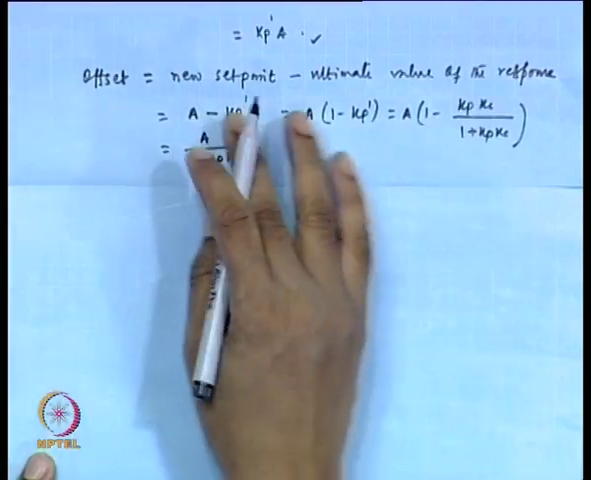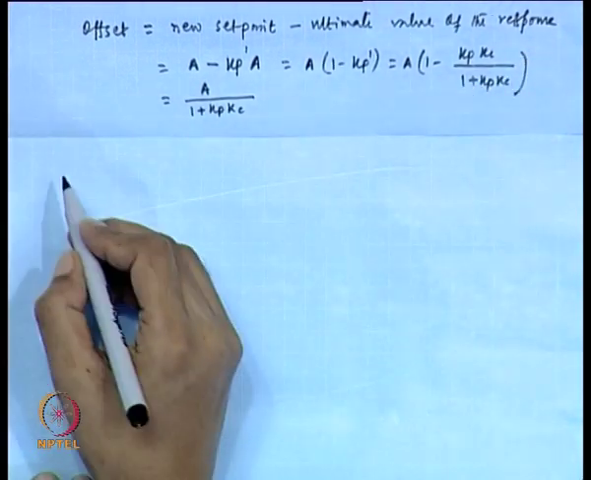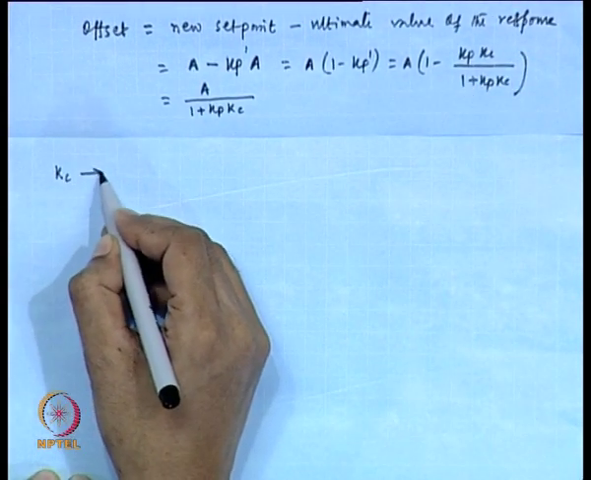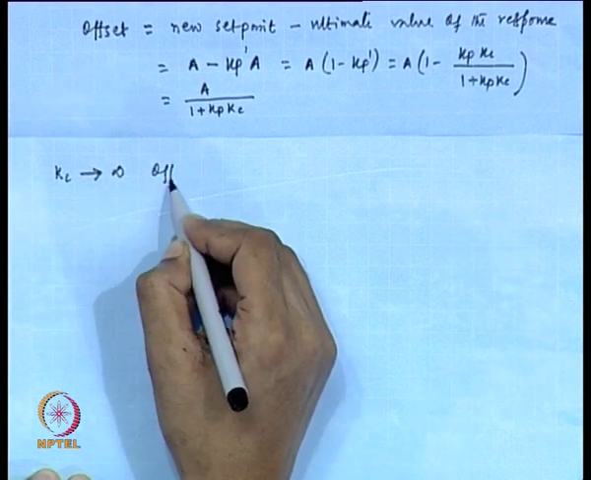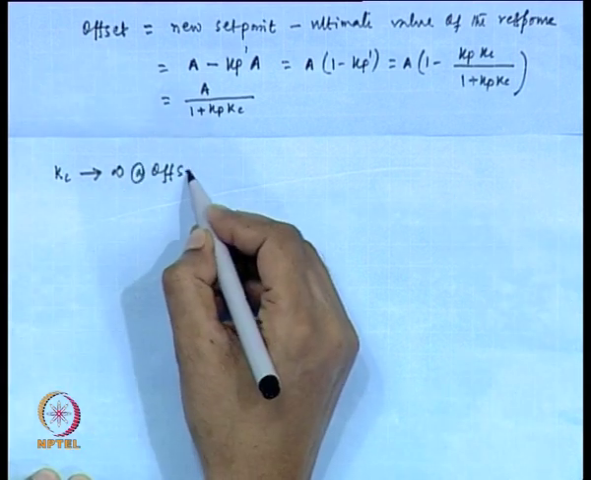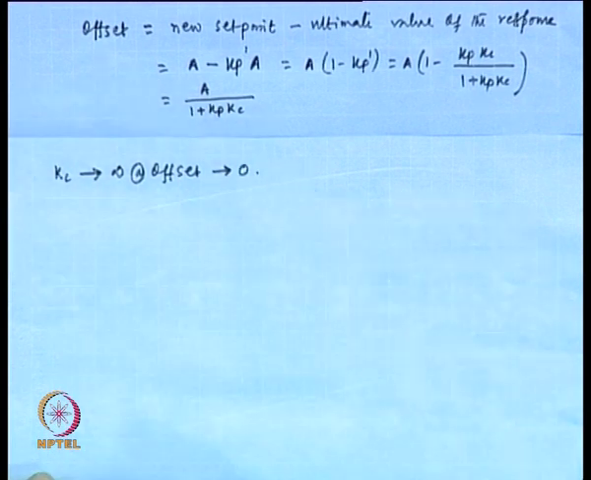Now, the offset approaches 0 when Kc tends to infinity. When Kc tends to infinity, the offset approaches 0. But this is not true in practice due to some limitation of the Kc value. Fine.